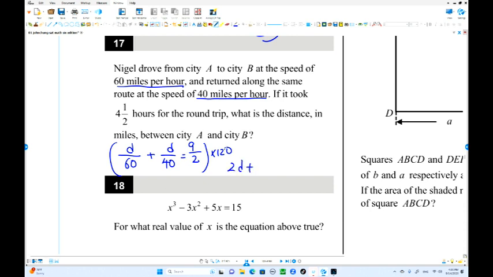2d. Second one is what? 120 over 40 is 3, times d. 3d equals what? This is 1, this is 60. That is 540, isn't it? So 5d equals 540. When you divide it by 5, d equals 108, right? Yeah, that is distance. I'm sorry, 108.